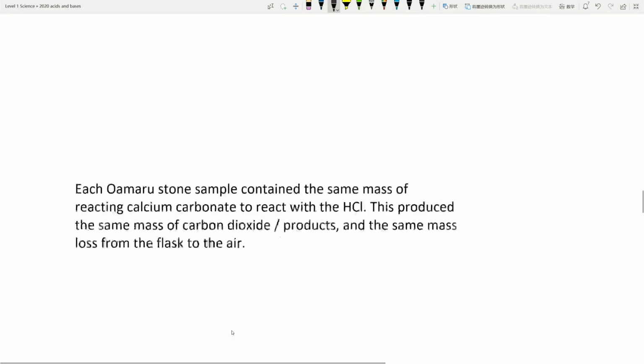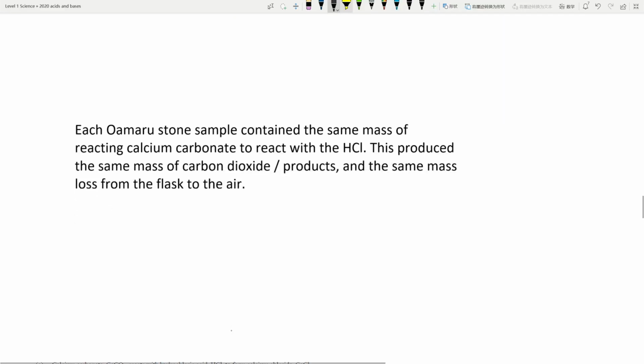Because you have the same mass of the ingredients. The samples contain the same mass, reacted with the same amount of HCl, you lose the same amount of carbon dioxide, and that means the leftover is going to be exactly the same amount.